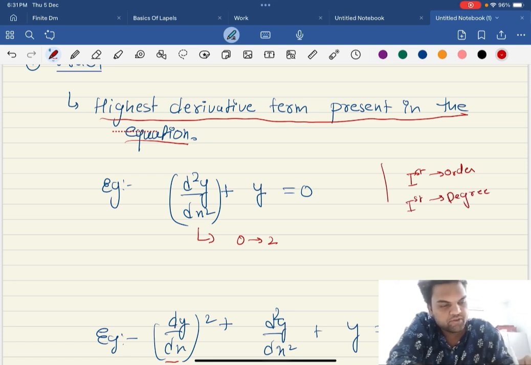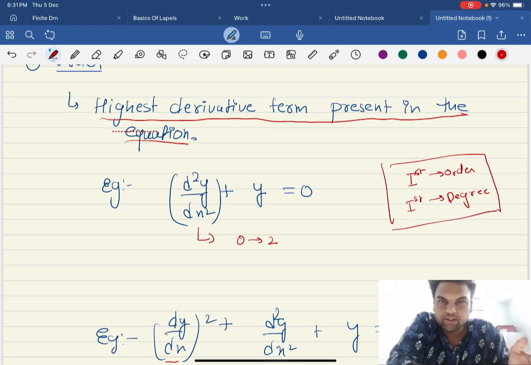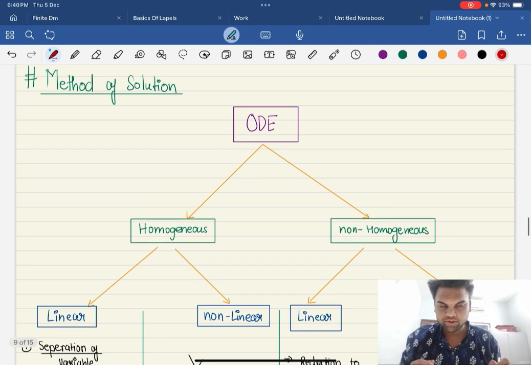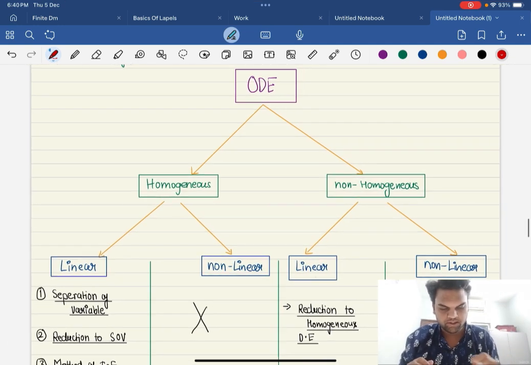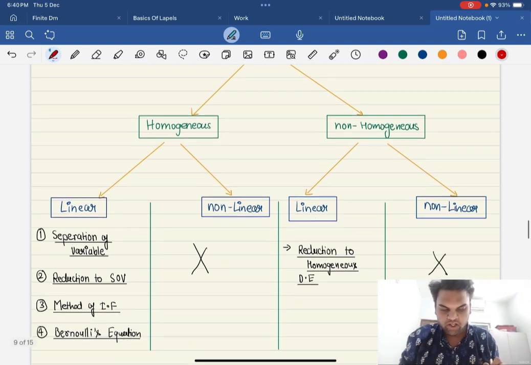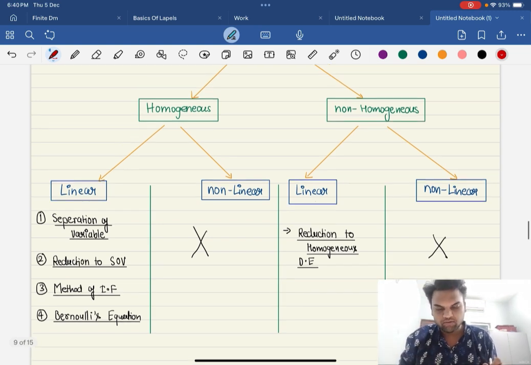Only these differential equations we have to solve. Other differential equations are not in our course to solve. So, methods of solution of ordinary differential equations: we classify them into homogeneous and non-homogeneous, and then further as linear or non-linear. We have several different methods to solve them.